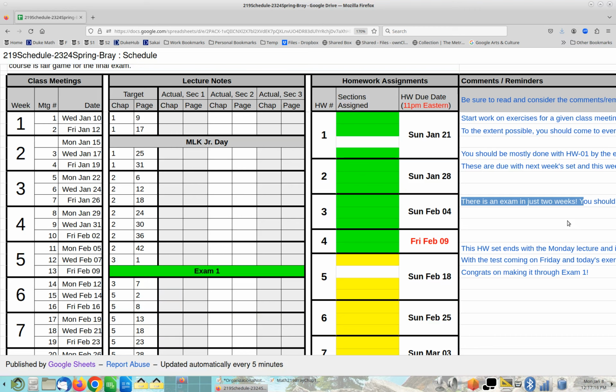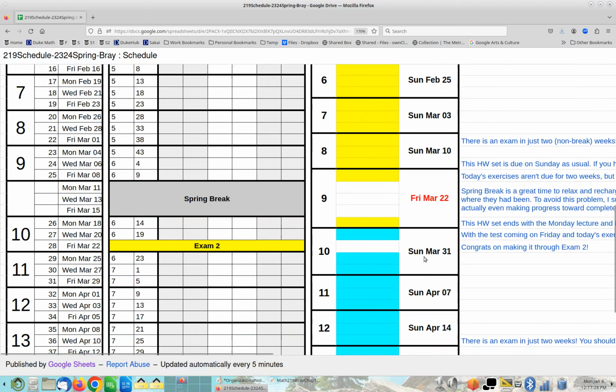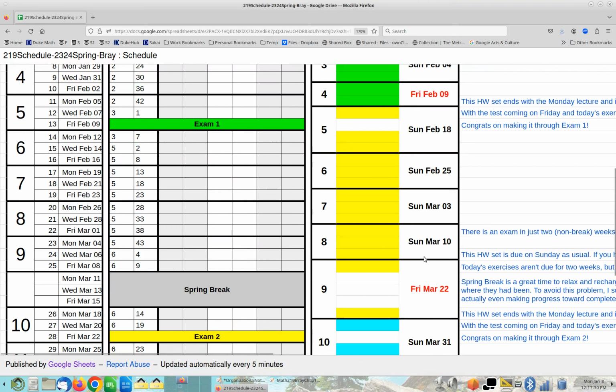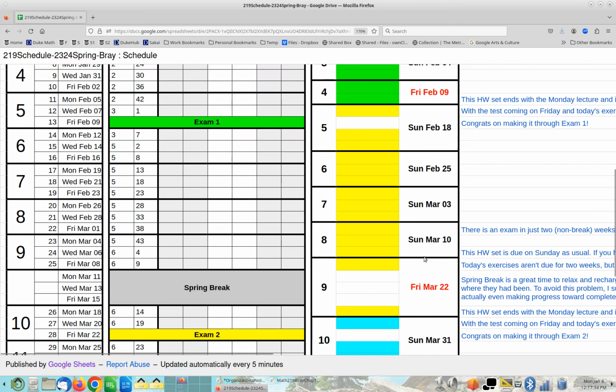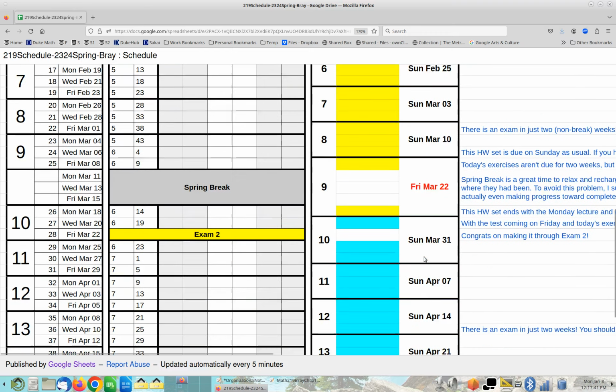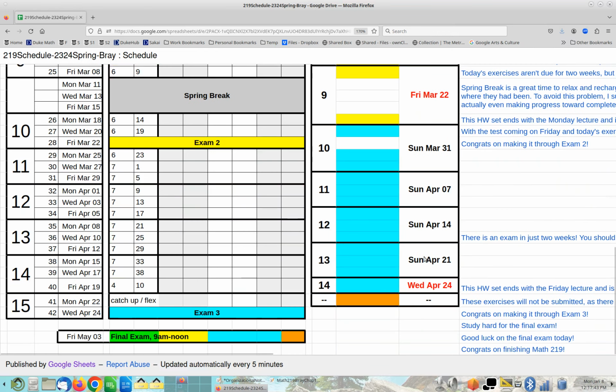So again, just a quick warning there. So various such reminders and comments and suggestions throughout the term, and you'll find those in this column right here. Okay, let's see here. So again, colors. This is the way I'm organizing on here what fair game material is for any given exam. So green is for exam 1, yellow for exam 2, light blue, I guess that is, for exam 3.